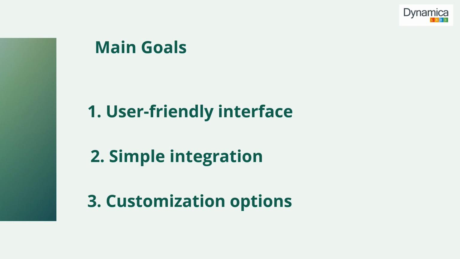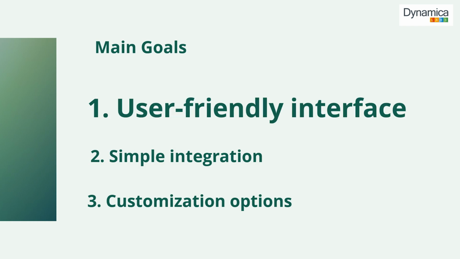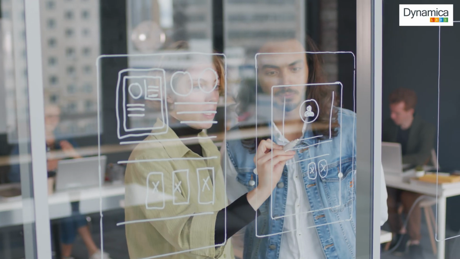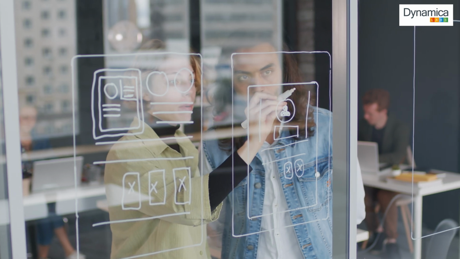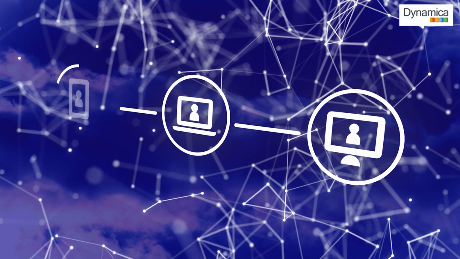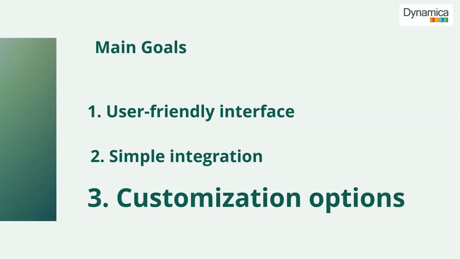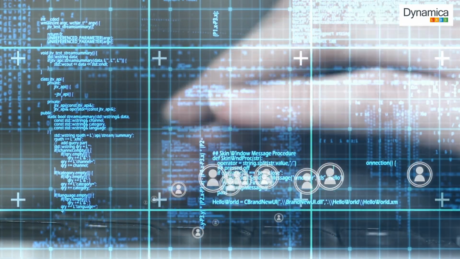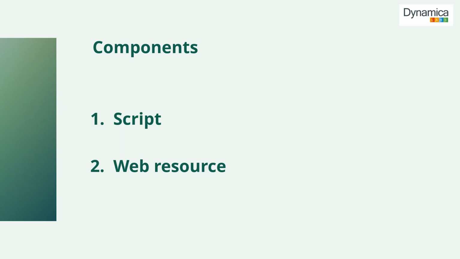Our development goals were, first, a convenient interface that would allow us to solve the main problem of standard duplicate search. Secondly, simple integration, if necessary, the connection of our search to any other project. And third, the ability to configure, which would allow us to set rules for searching. After that, I started working on the structure and the work algorithm of our control. It was decided that the control would consist of two components. This will be a script and a web resource.